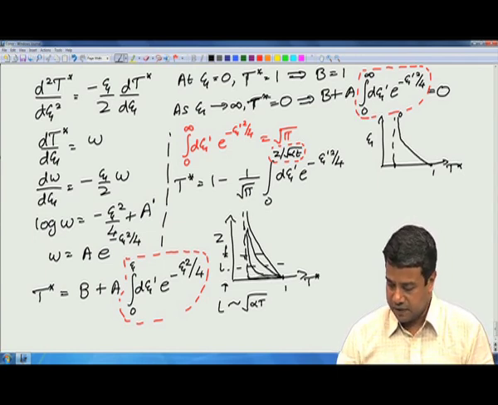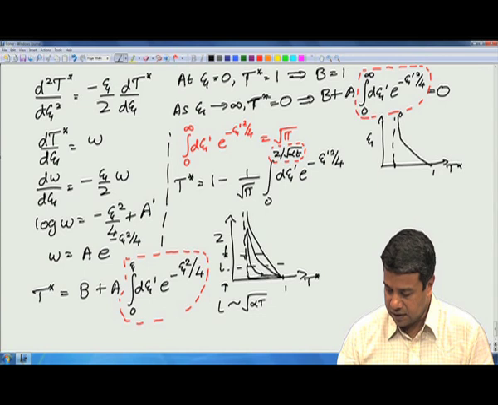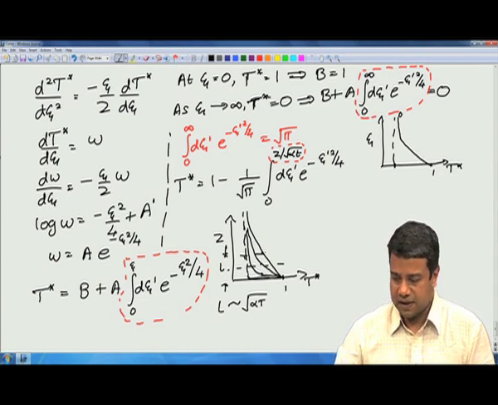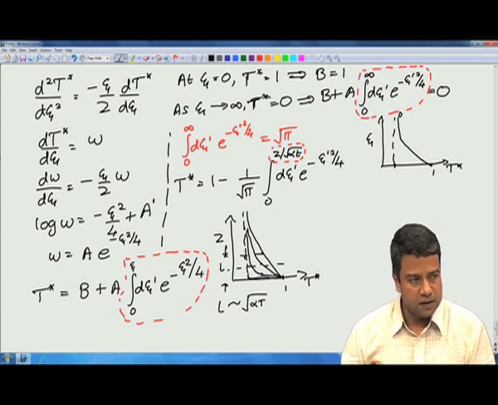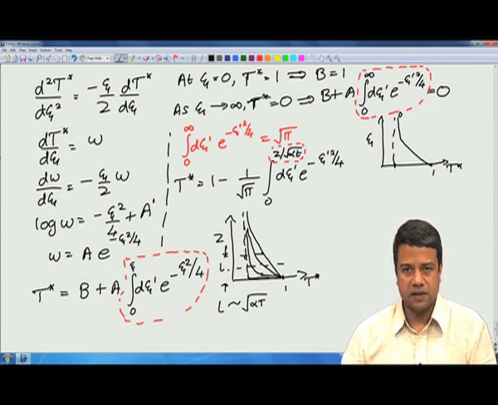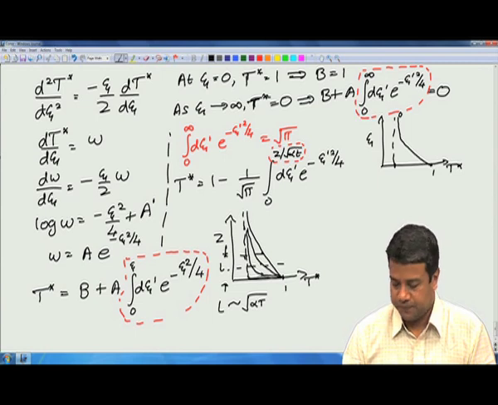So, if I had different values of z and different time intervals, so long as z by root alpha t is the same, the temperature is the same at all of these locations, even though z may change, t may change. So long as z by root alpha t is a constant, the temperature is a constant.